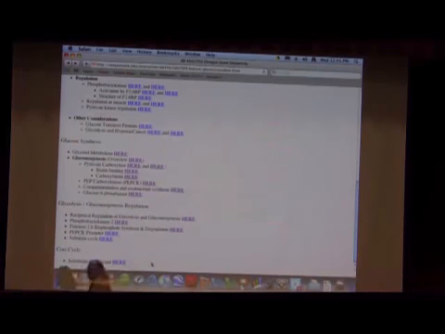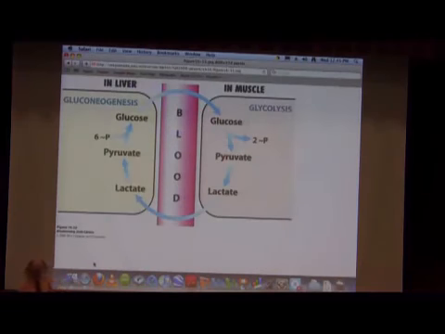This is known as the Cori cycle. It was discovered by a husband and wife team who later won the Nobel Prize, and this is what it looks like. In the liver, lactate goes to glucose. Glucose gets dumped into the bloodstream. Muscle cells take it up, they convert it to lactate, and dump it back. So it's a perfect cycle.